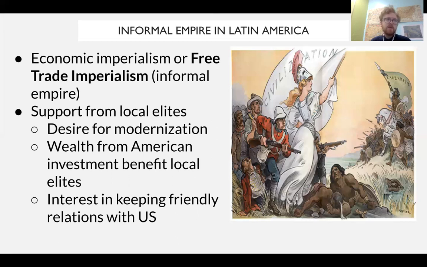And on top of that, these wealthy Latin Americans will benefit from Europe, from imperialism, meaning the economic imperialism with the United States. It's a way for the property-owning white class in Latin America to gain even more wealth. And as such, there is an interest among this elite to continually have friendly relations with the United States. So a lot of the developments we'll see in Latin America are mostly designed to keep the United States the dominant economic power in that country.